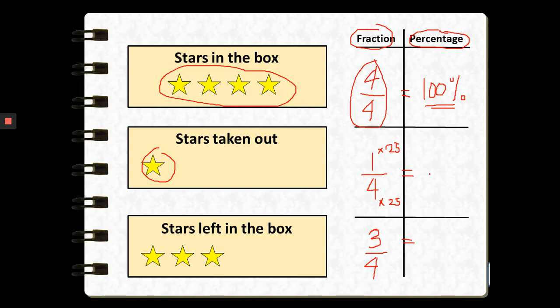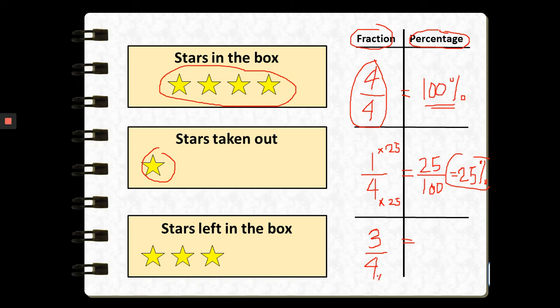So 1 times 25 equals 25. And then the denominator, 4 times 25 is 100. Now the denominator is 100 already. Now we can see the equivalent percentage, which is 25 out of 100, or 25 of every 100. So that's 25%.